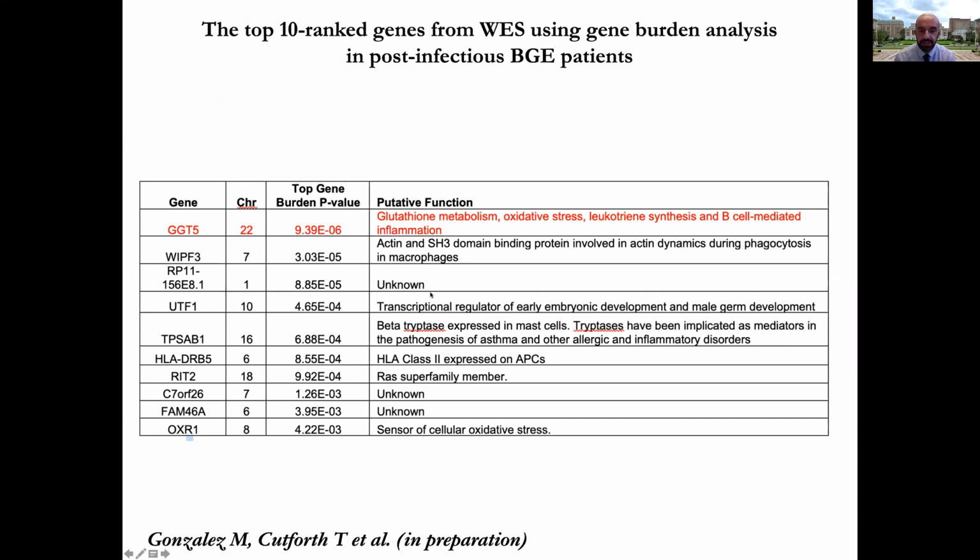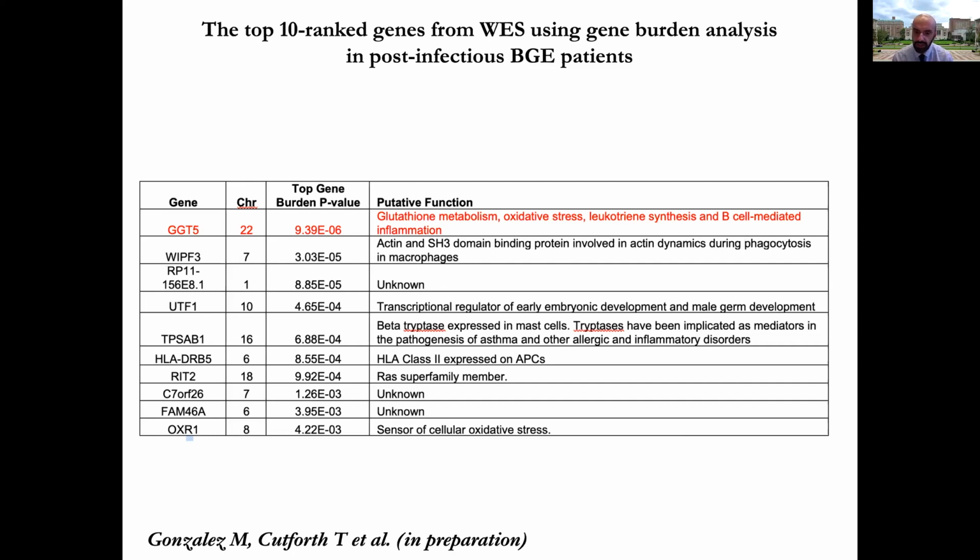And as you can see, there are some genes that make sense. We have an HLA class 2, HLA-DRB5, that is an immune-regulated gene. The top candidate gene is GGT5, which is an important enzyme involved in glutathione metabolism, oxidative stress, leukotriene synthesis, and B-cell mediated inflammation. And the second gene is also involved in the process of phagocytosis in macrophages, these infiltrating immune cells.